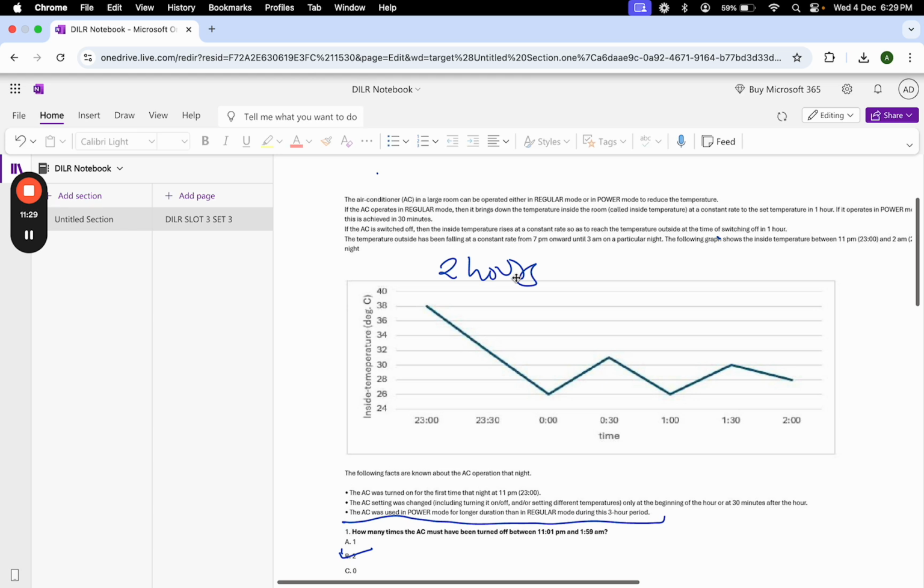Tomorrow we'll be solving the next set of this particular slot that was on GDP. So in case you struggle with that particular question, try to solve it once again and do watch out on my channel for the next solution.